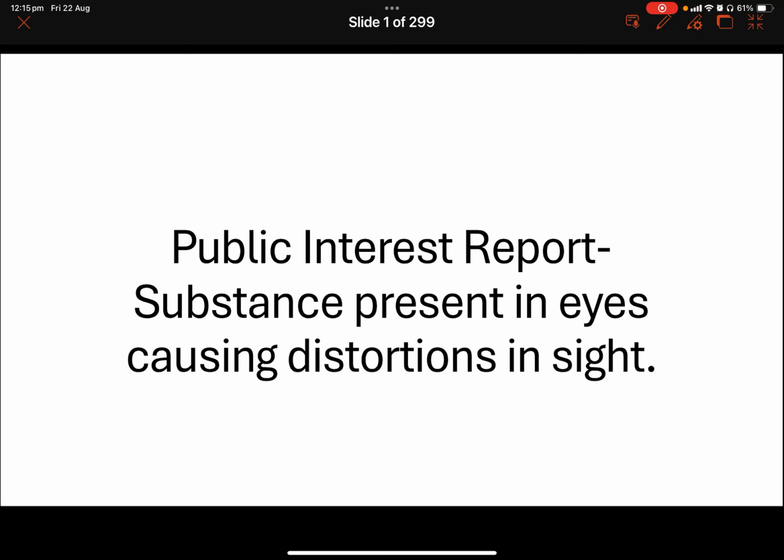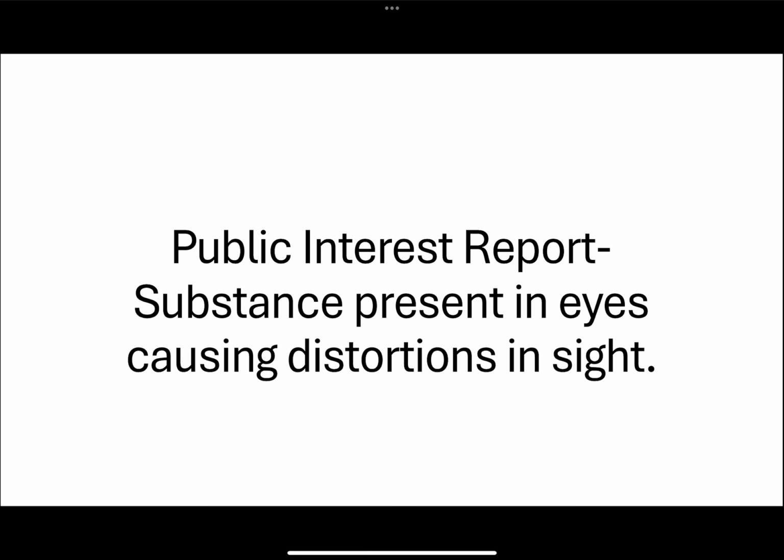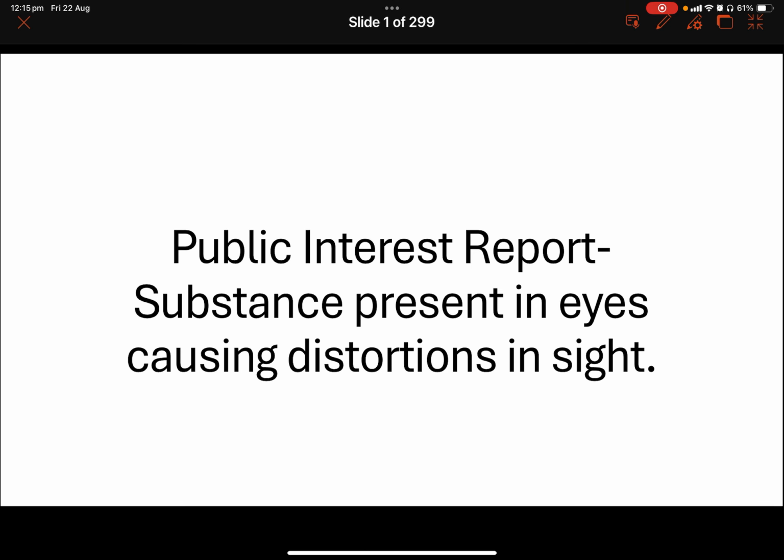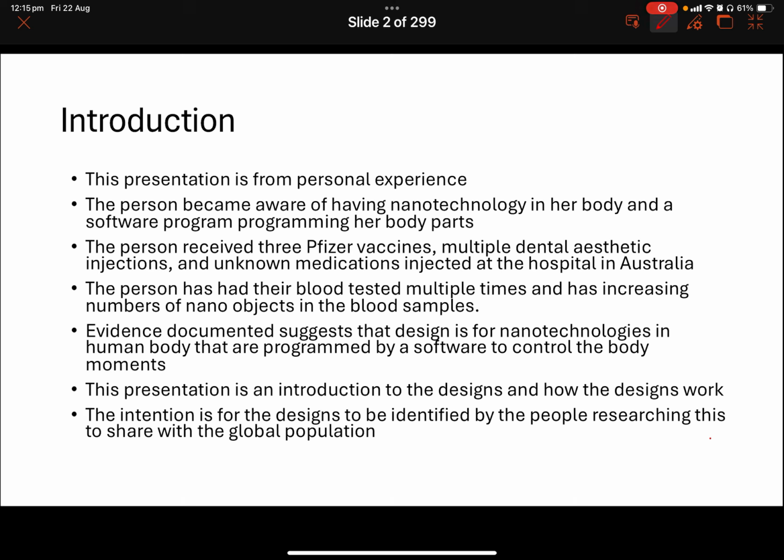Okay, so this is a public interest report on the substance present in the eyes causing distortion in sight. This introduction is from my personal experience. The person, which is myself, having become aware of having nanotechnology in my body and software programming my body parts.